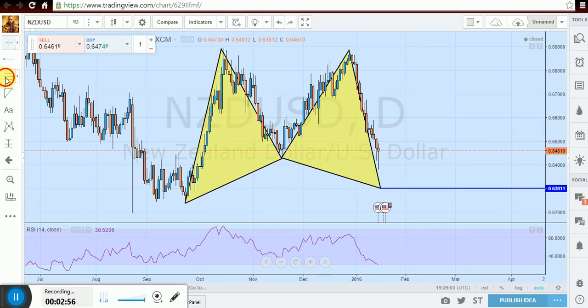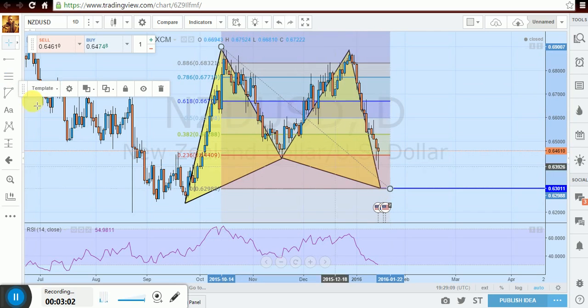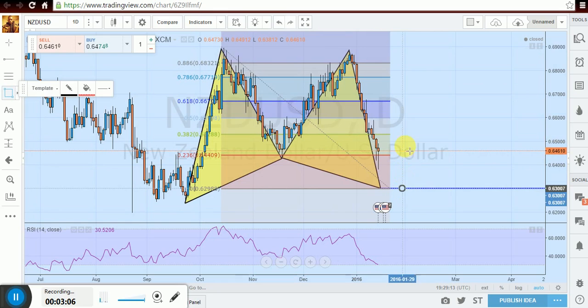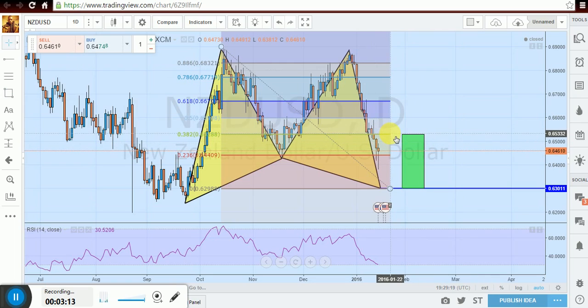In terms of target, I'm going to bring in my Fibonacci ratio and draw from A to D leg, and I'm looking at the 382 retracement for the first target. That should have been red, green, sorry. So you can see the 382 retracement coming at the 65.32s. That's about a 230 pip target on this trade.